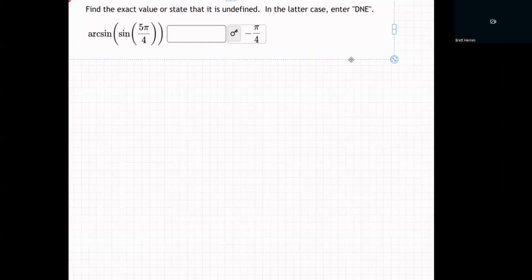Okay, so on this question, they're asking us for the arc sine of the sine of 5 pi over 4. And you can see the answer is, strangely enough, negative pi over 4. If you're looking at this question and thinking, well, that's weird, Miss Heron, don't arc sine and sine just cancel each other out? So shouldn't the answer just be 5 pi over 4?